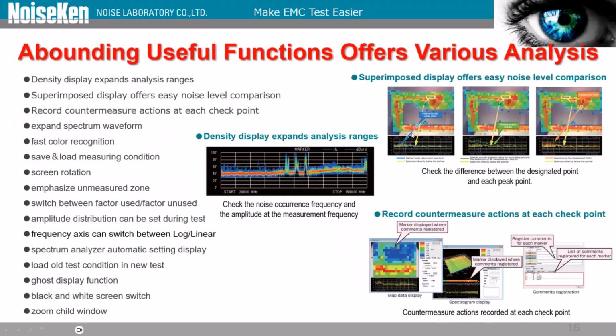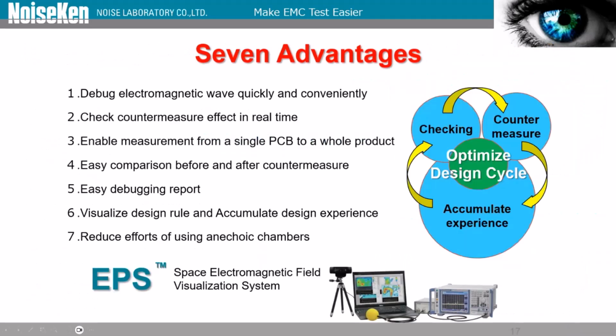Okay, there is a very big number of useful functions, including virus analysis. Superimposed display offers easy noise level comparison. Check the difference between the designated point and each peak point. And density display expands your analysis ranges. You can check the noise occurrence, frequency, and the amplitude at the measured frequency. And of course, you can record the countermeasure actions at each checkpoint and share them within the team.